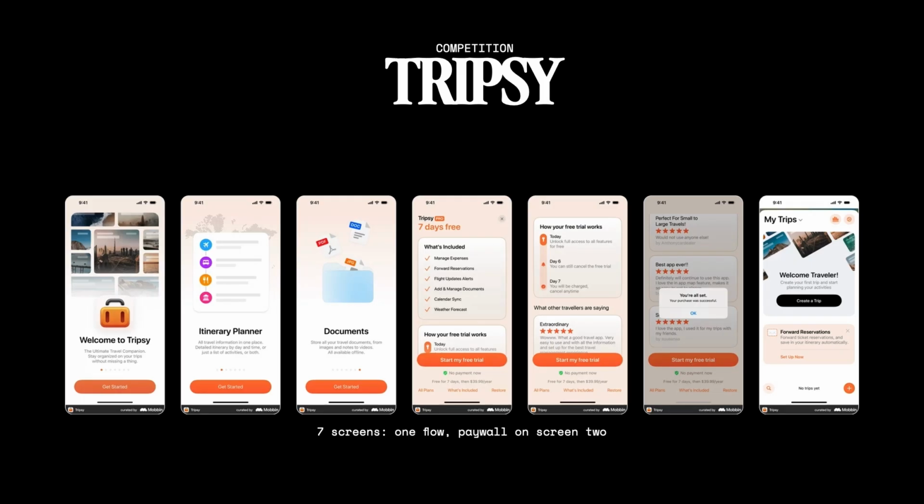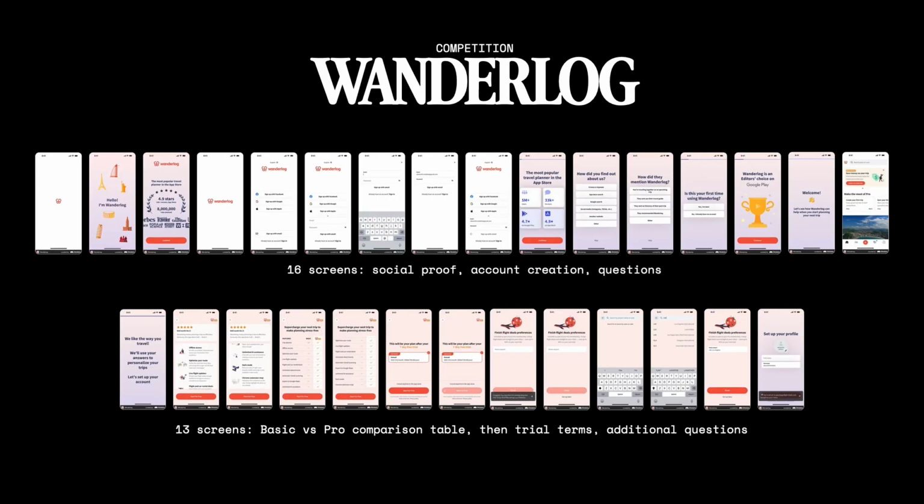So first up is Tripsy, and it's basically 7 screens, 1 flow, paywall off the jump. So like they don't mess around from showing like the start, they're pretty quick. On the opposite side of the spectrum is Wanderlog, where they have 16 screens of social proof, account creation, questions, and then they go into 13 additional screens and show all of these comparison charts and things of the different levels before asking for money.